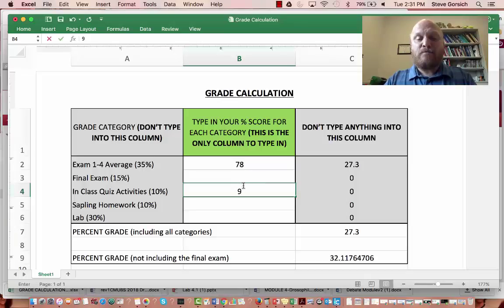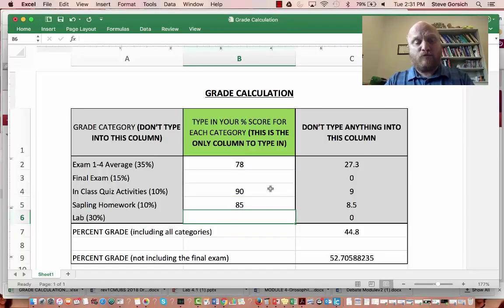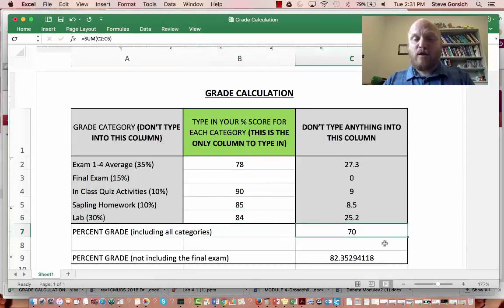And let's say you got a 90% on the in-class activities and then an 85% on the Sapling homeworks. And then finally, for lab, you've got an 84%. Now, as you're looking at this, you might say, how could I possibly have a C with these grades that are, most of them, above a 70%?